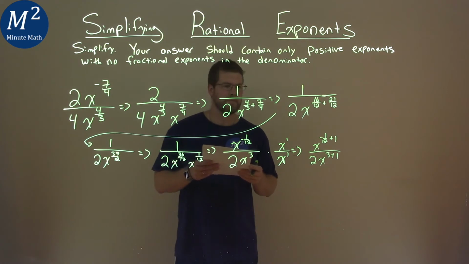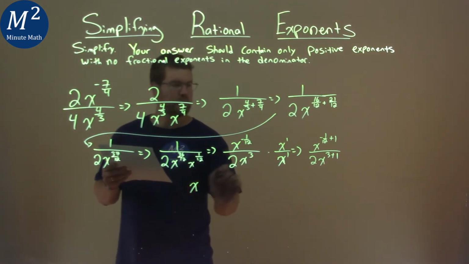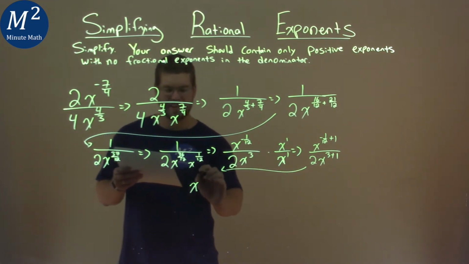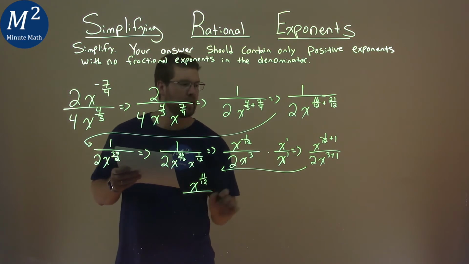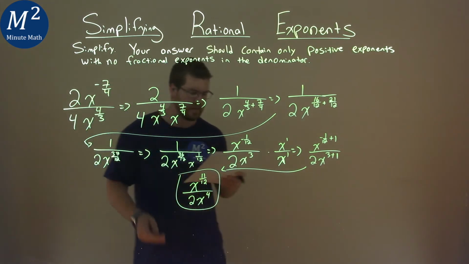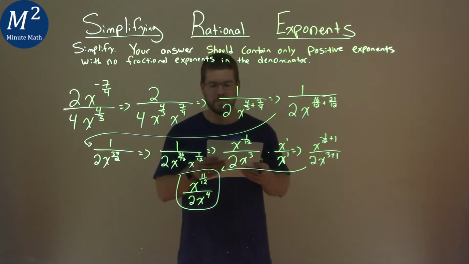And now it's a little easier. Keep going. Right here, we have x, finishing it out here. Negative 1/12 plus 1 is a positive 11/12. And in the denominator, we have 2x, and 3 plus 1 is 4. And so our final answer here is just x to the 11/12 power over 2x to the 4th power.